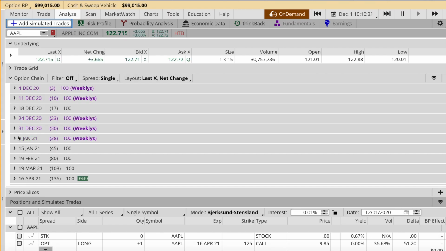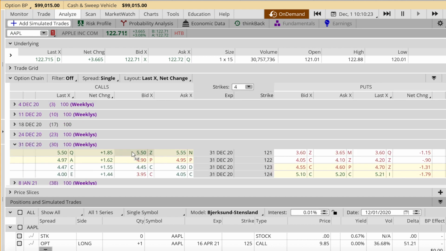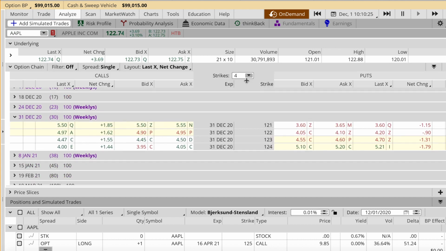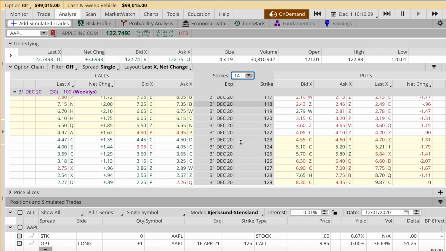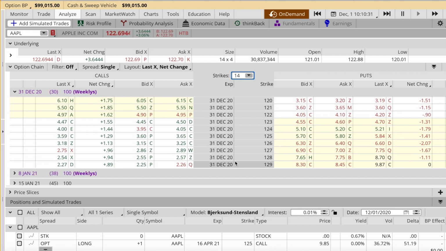Now, what does it look like if we were to sell a call? Let's add a simulated trade of us selling a call by, let's say, the end of the month. So it's December 1st in this example. Let's say that we want to sell a call for $129.